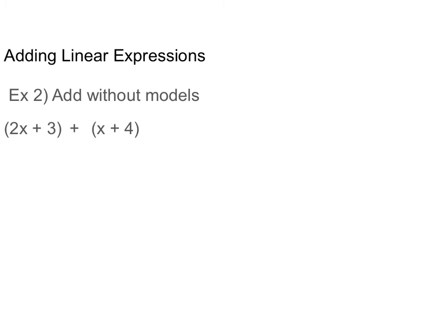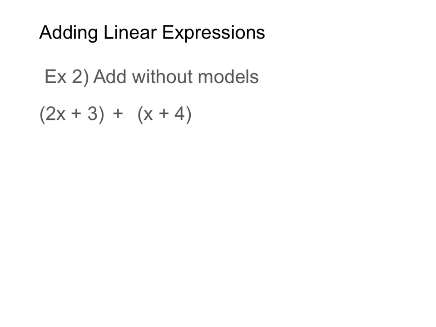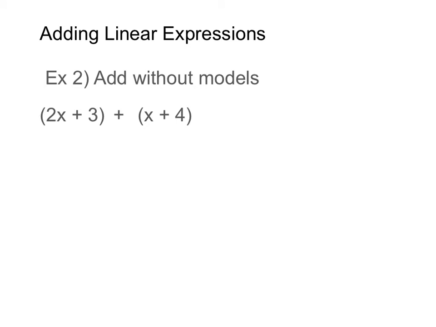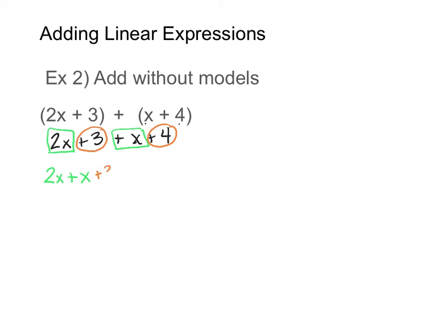So this is the same problem except I want to add without models. So I have 2x plus 3 and then I have plus x plus 4. So what I'm going to do is rewrite this as 2x plus 3 plus x plus 4. Okay, because I'm adding x and I'm adding a positive 4. So now I'm going to combine like terms. So I see I have 2x and a positive x. So I'm going to rewrite it 2x plus x and then plus 3 and plus 4.